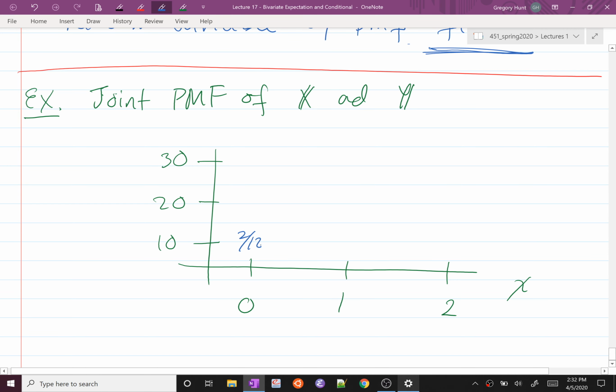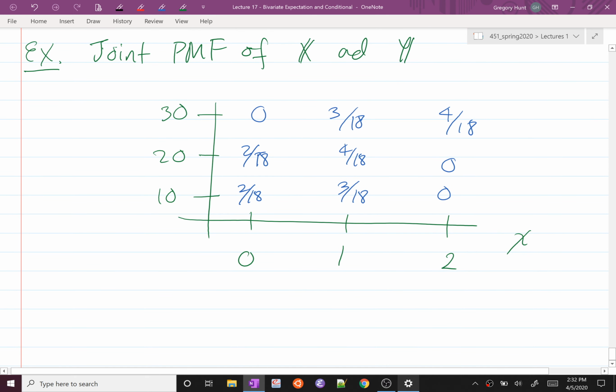We're going to say the probability X is 0, Y is 10 is 2/18, the probability X is 0, Y is 20 is 2/18, 0. I'm just going to fill in the rest of the table real quick here: 4/18ths, 3/18ths, 0, 0, 4/18ths. We can check this is a valid PMF. All these values better sum to 1. We get 4, 8, plus 6 is 14, plus 4 is 18. So it all sums to 1, so this is a joint PMF. These are the values of f of x comma y.